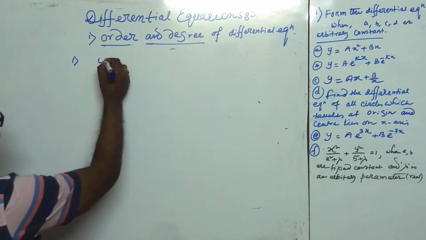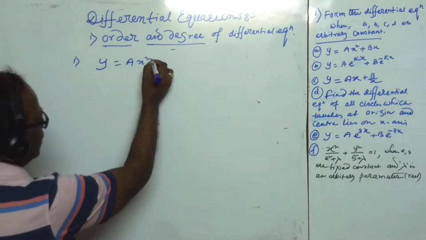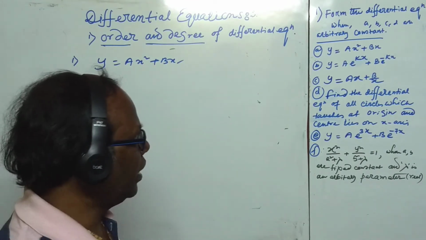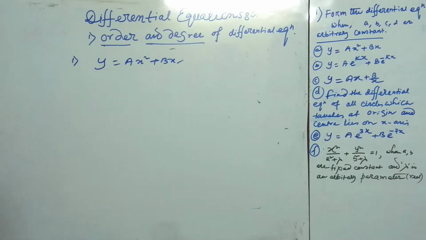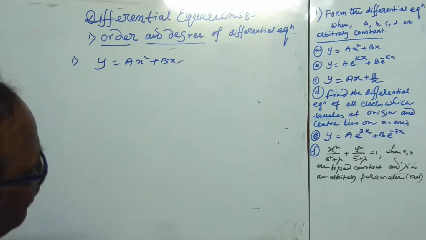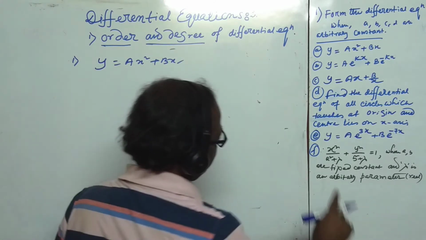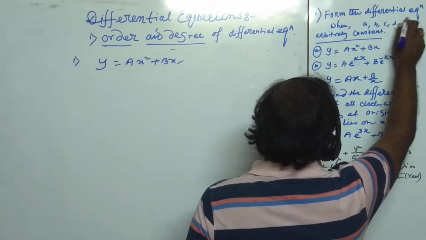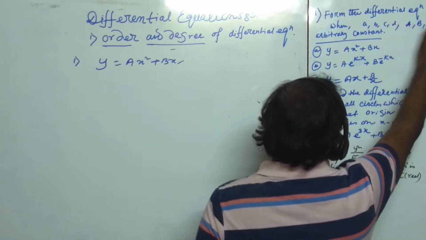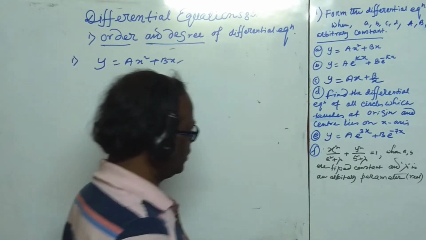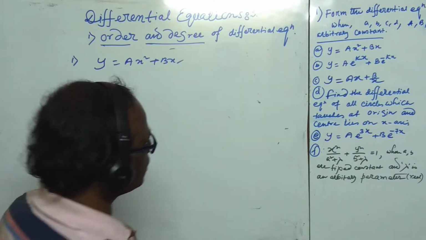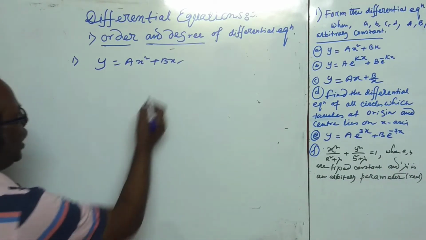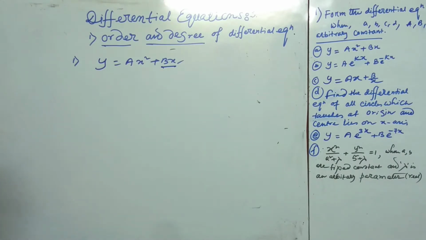First, I will say here y equal to a x square plus bx. Okay, a and b are constants which are arbitrary. We want to free the equation from the constants. Capital A, capital B are also arbitrary constants. Okay, this is a fixed constant. You see here, this is a fixed constant. Okay.